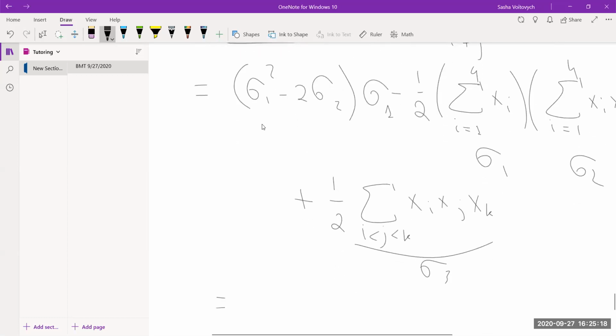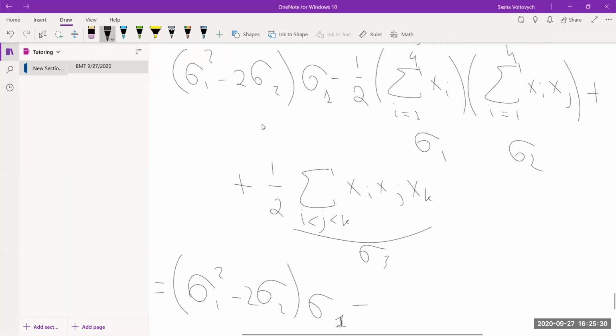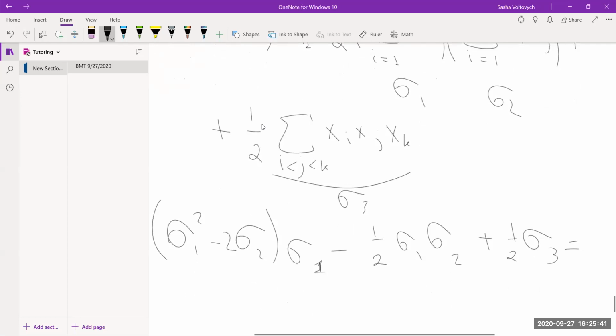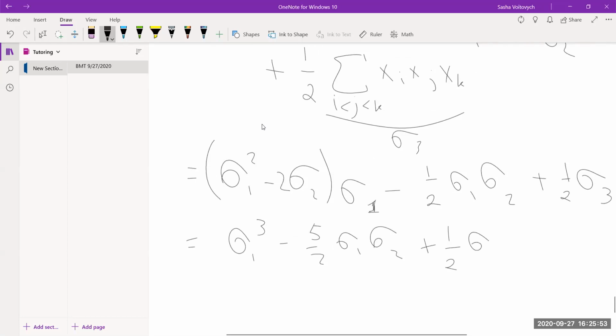So we get an equality. The sum of cubes is equal to sigma 1 squared minus 2 sigma 2 times sigma 1 minus 1/2 sigma 1 sigma 2 plus 1/2 sigma 3. All right, so this is sigma 1 cubed minus 5/2 sigma 1 sigma 2 plus 1/2 sigma 3. Okay, so we know the values of all of these, so we can just calculate this sum of cubes.